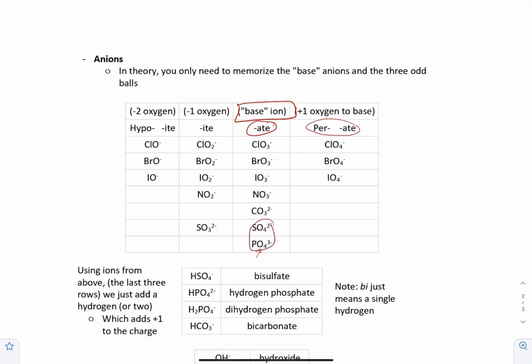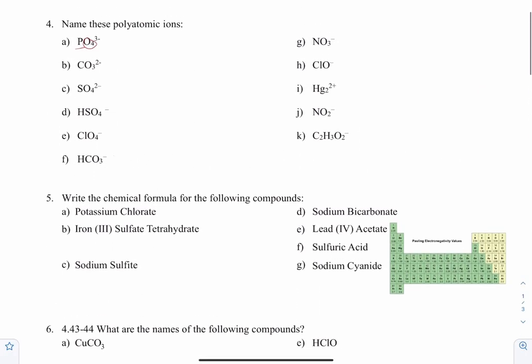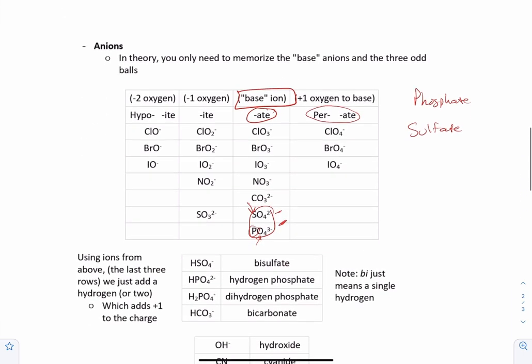So what you have to do is take the first part of the name. This was phosphorus. You take the first syllable, take off the second syllable, and add ate. So this would be phosphate. Here we've got sulfur. We take off the second syllable and add ate, so this would be sulfate. So we've actually just answered one of the first three here: phosphate and sulfate.